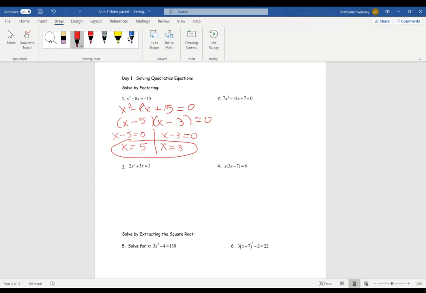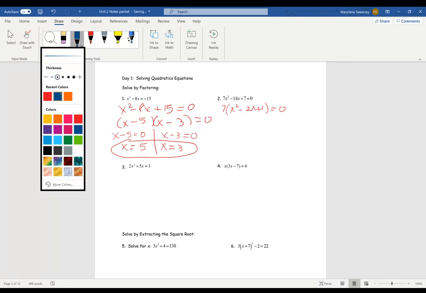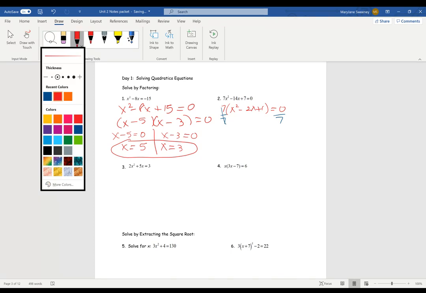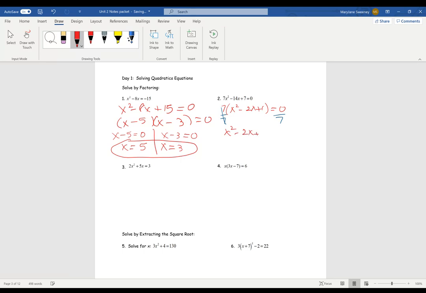Okay, the next one, first thing I would probably do if I were factoring here is pull out the GCF, which is the 7. Then you could divide both sides by 7, and you would get x squared minus 2x plus 1 equals 0. You can only divide if you're dividing by a constant, a number without a variable. You can never divide by a variable, because then you could be dividing by 0.